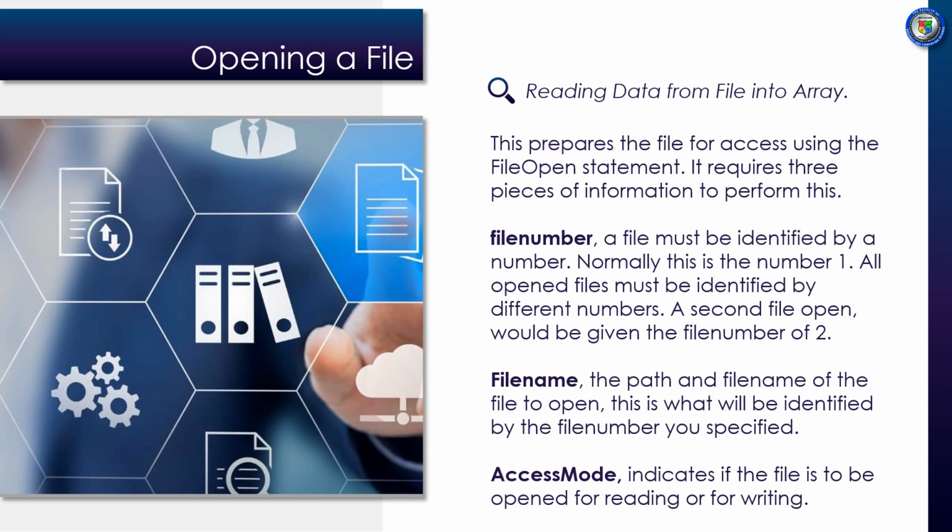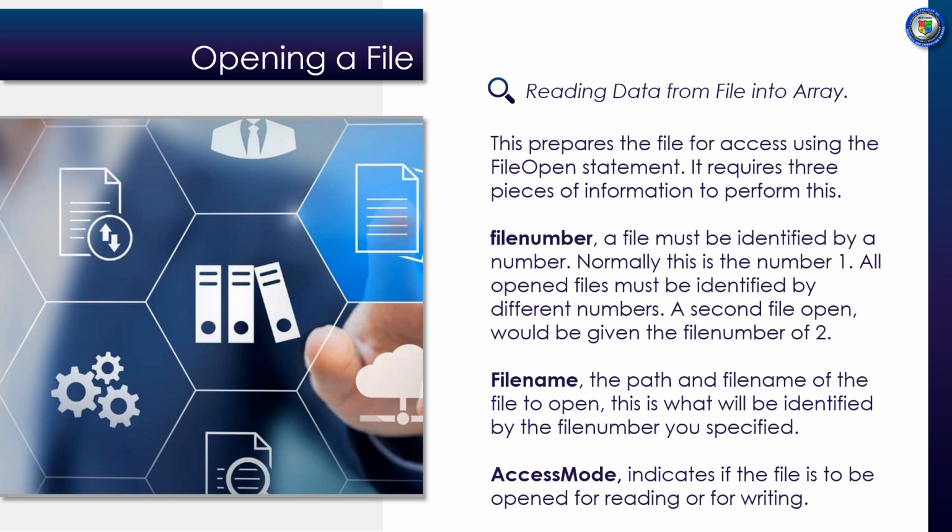When we read data from a file into a data structure such as an array, we must prepare the file for access using the file open statement. This requires three pieces of information. Each file we use within the program must have a unique file number, and the file must be identified by that number. The first file would normally be number 1, and all open files must be identified by different numbers, so therefore a second file would be given the file number of 2.